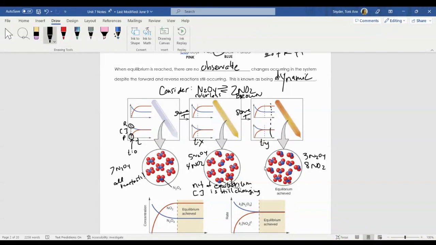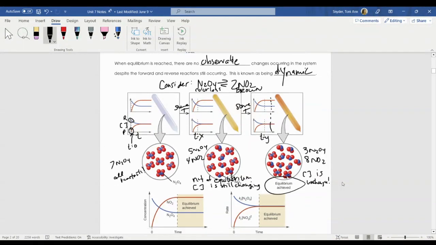So at any point in time, I will always have 3 N2O4 molecules and 8 NO2 molecules. Maybe one of these N2O4 molecules decomposes, but at the same exact time, 2 of these come together and form one more. So that's what we mean when we say their concentration is not changing. So right here, equilibrium has been achieved, and that's because the concentration is unchanged at that point in time.